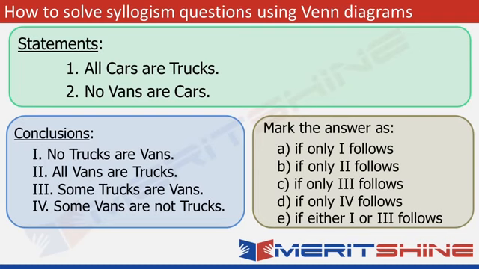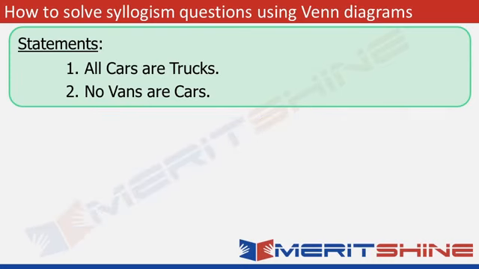So let's try and understand this. Let's just concentrate on the statements first. So these are the two statements. Let's try and make their Venn diagrams. Let's pick the first statement. All cars are trucks. Now there will be two cases.